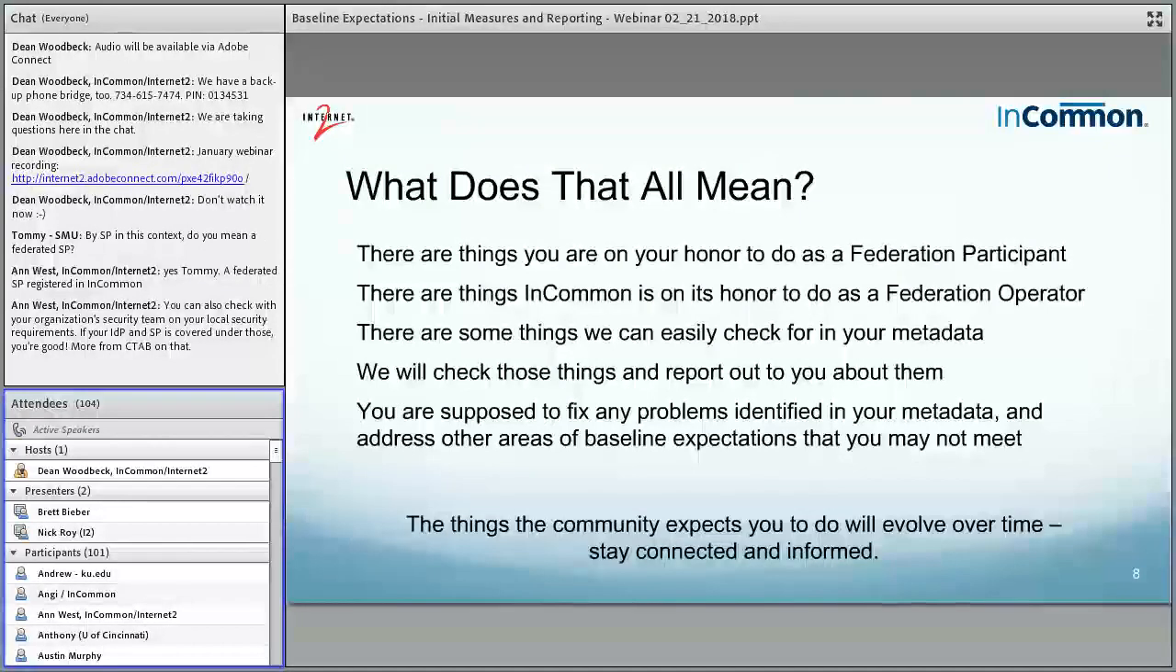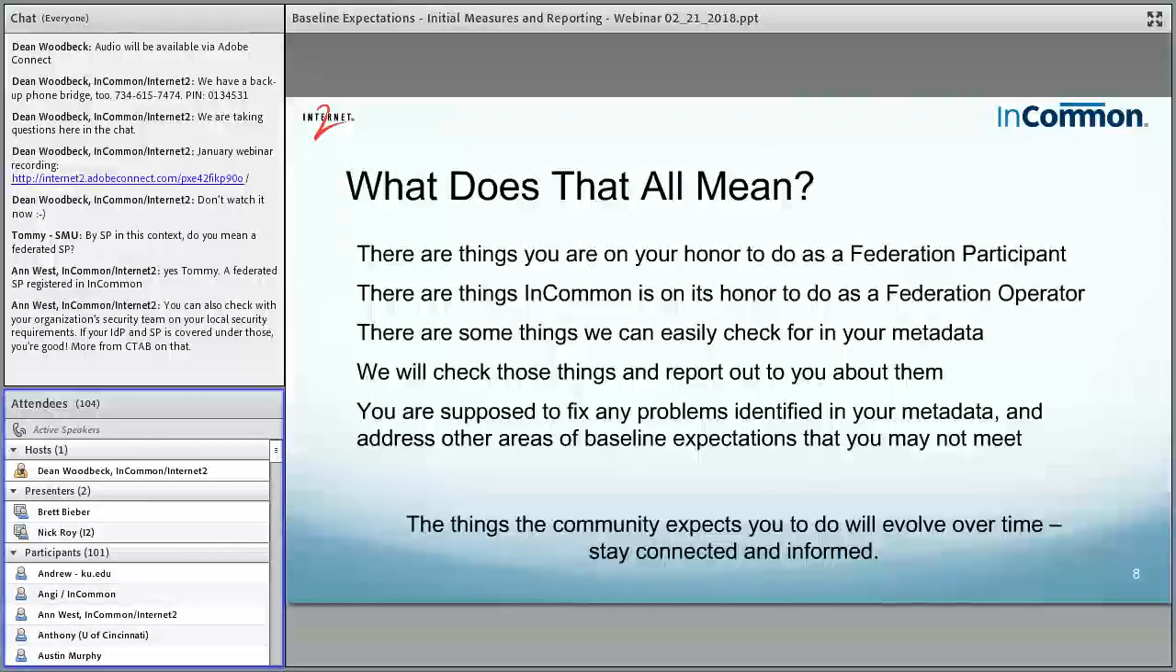It's basically an honor code. There's stuff that you as a Federation participant are on your honor to do. There's stuff that the Federation operator is on its honor to do. There are things that we can check for in your metadata, and we're going to check those things. We actually are already checking them. And we'll be exposing those problems to you.